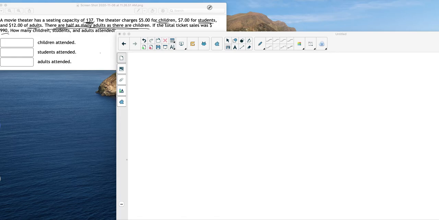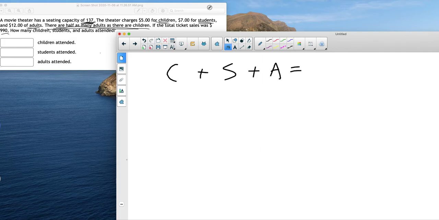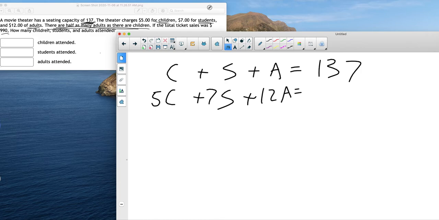I guess we're just supposed to assume that the theater is full. It doesn't say it anywhere, but if they gave us that number, we just have to assume it's full. All right, so if the theater is full, that means if I add up the children tickets plus the student tickets plus the adult tickets, that should equal every seat in the building. If I add up $5 times the children tickets and $7 times the student tickets and $12 times the adult tickets, this should give us a total of how much money we made.